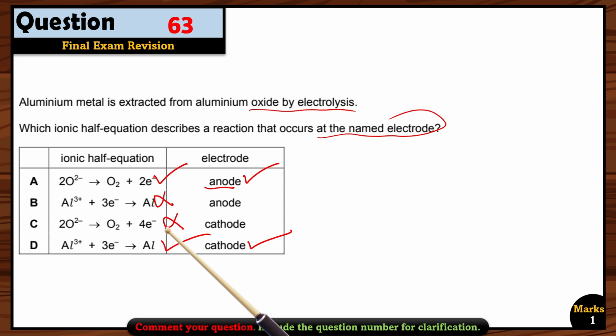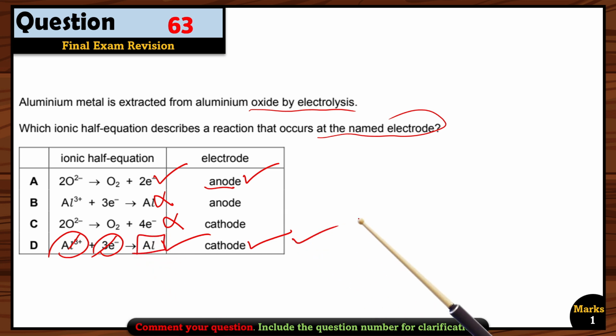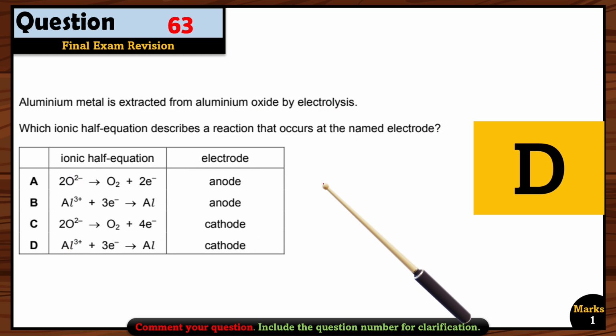So any option can be right now out of these. We have to see the balancing of the equation. Aluminium ions, these are 3 positive, right? They have a 3 positive charge, and then we have 3 electrons, right? They will cancel each other and we will get aluminium metal. So option D is the right option. Here, if you see, everything is right, but this is not balanced. 2 electrons and we have 2 oxide ions. So total there should be 4 electrons. So that's why it's wrong, and option D is the right option.